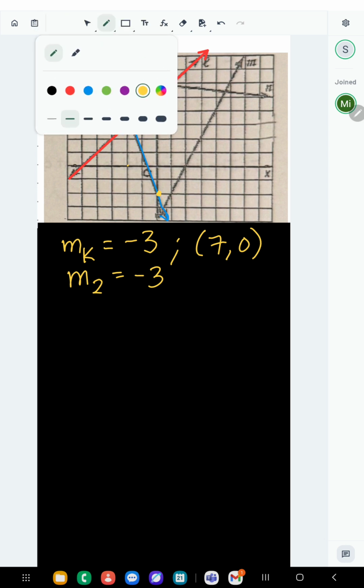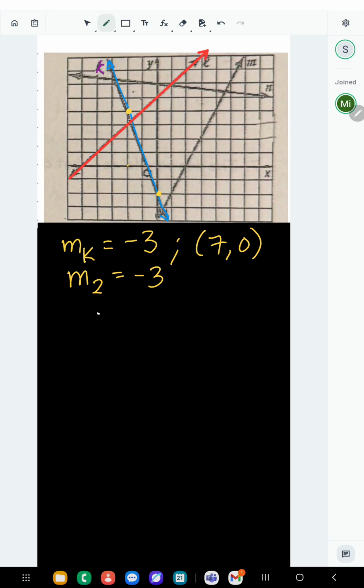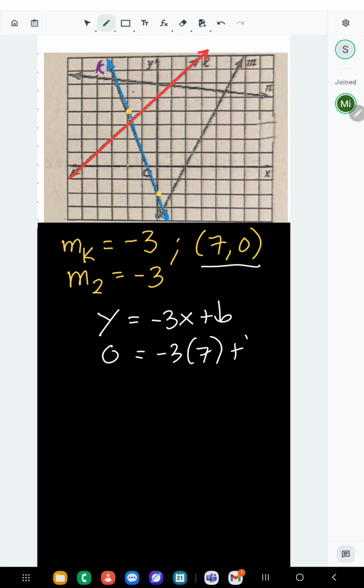Okay, so the equation of the other line is just y equals -3x plus b. But since we're given this point, we can solve for the y-intercept. So this is 0 equals -3 times 7 plus b. So b is equal to 21. Therefore, the equation of the second line is y = -3x + 21.